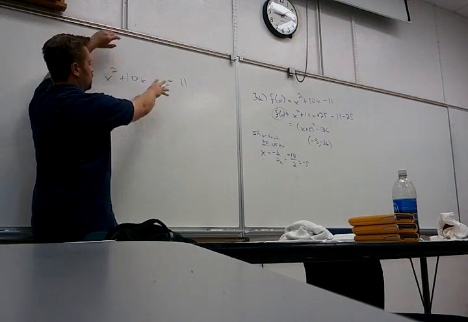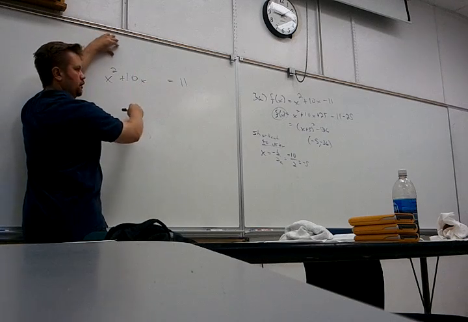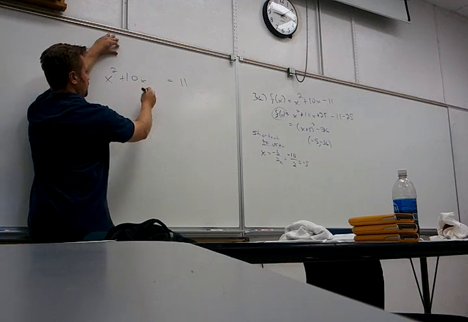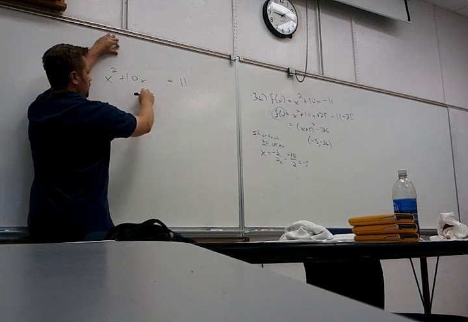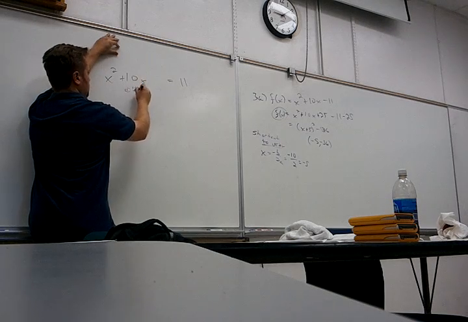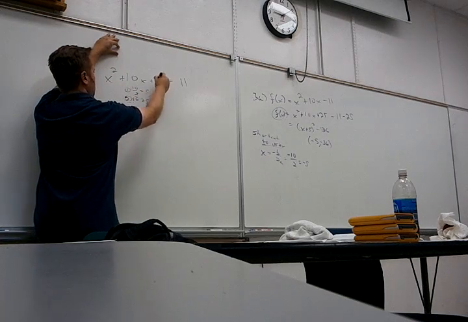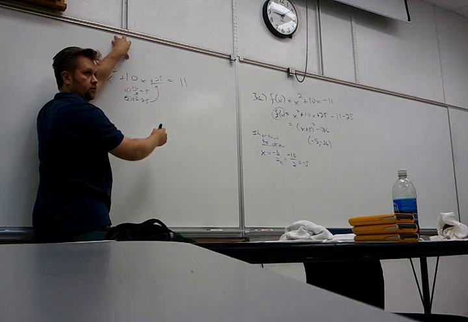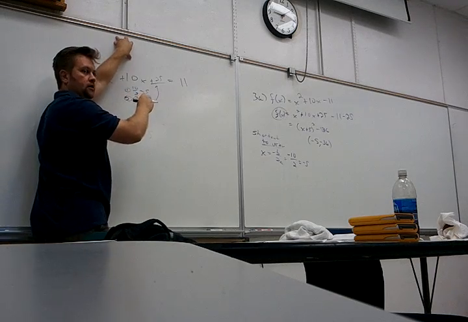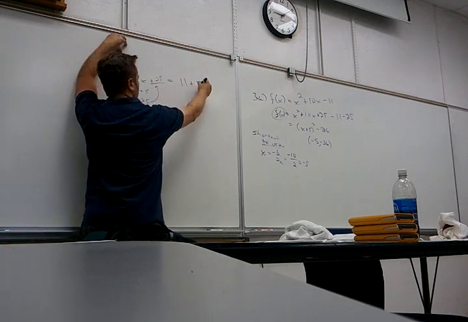So real quick, how do I solve this now using completed square? Plus 25. Divide 10 by 2, square that bad boy. This goes here, so if I put it there, I better subtract from the other side. Careful now. If I add 25 to this side, I better add 25 to that side.